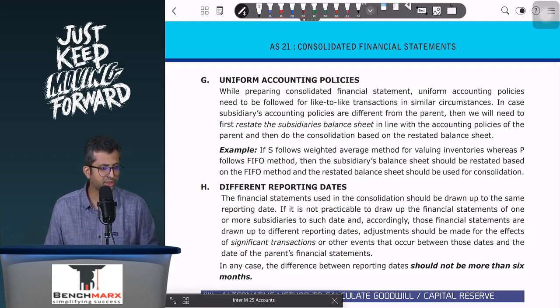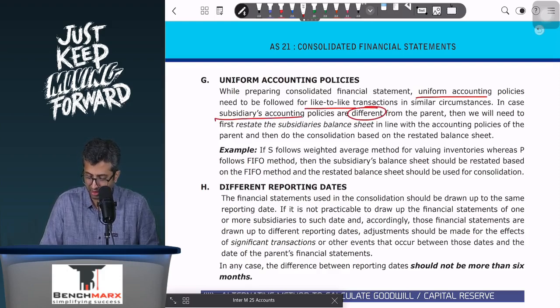Are we clear with this? So over here we have, while preparing consolidated financial statements, uniform accounting policies need to be followed for like-to-like transactions in similar circumstances. In case subsidiaries' accounting policies are different from the parent, we will need to first restate the subsidiary's balance sheet in line with the parent's policies, and then do the consolidation based on the restated balance sheet.